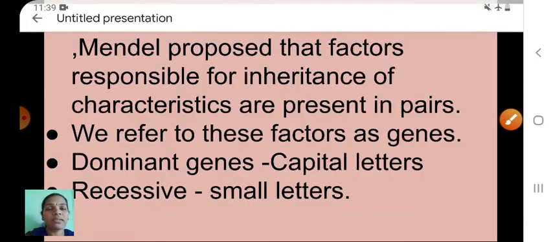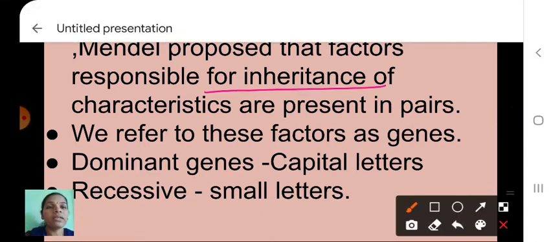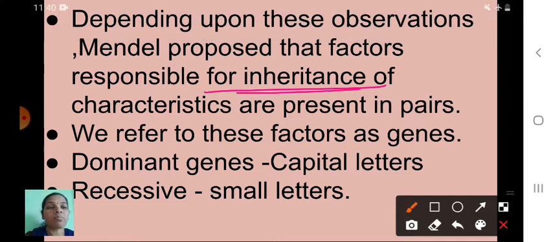Next one, see here children. Depending upon these observations, Mendel proposed that the factors responsible for inheritance of characteristics are present in pairs, as I told, isn't it children? We refer to these factors as genes. So dominant genes, as I told, dominant genes.